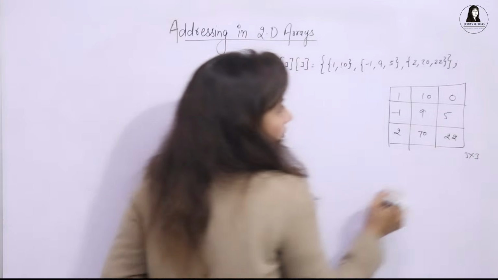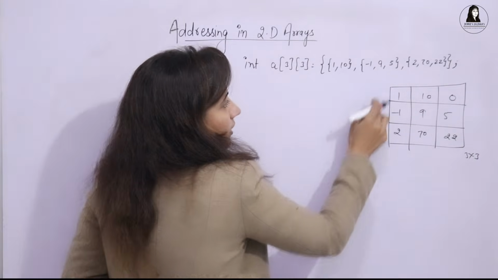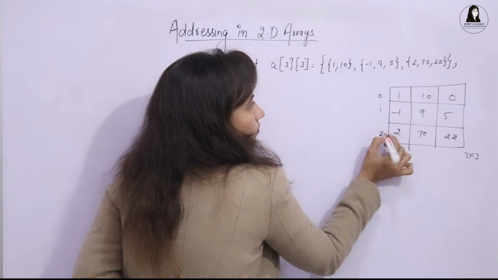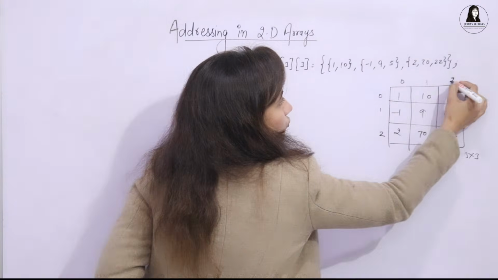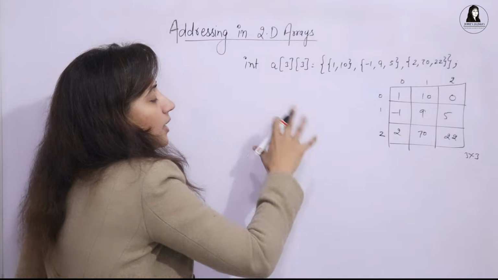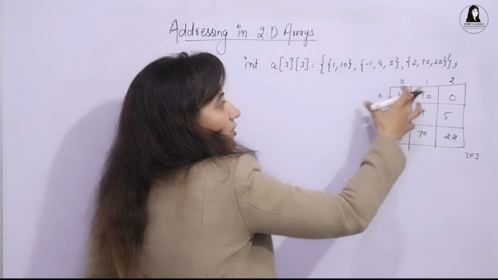This is a 3 into 3 matrix, 3 rows and 3 columns, right? Number of rows, number of columns. Index we know by default starts from 0, so 0, 1, 2. For column also 0, 1, 2. Index would start from 0, right? So this is the case. But how is the addressing to be done?